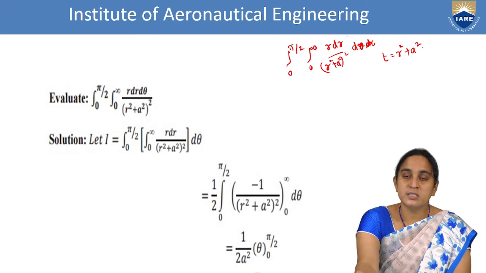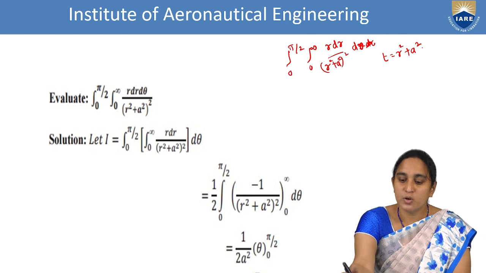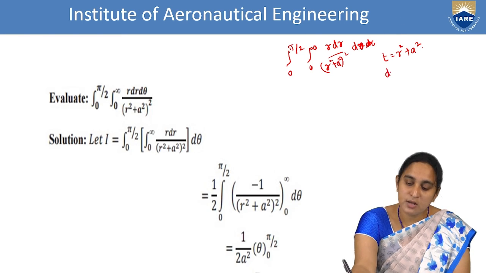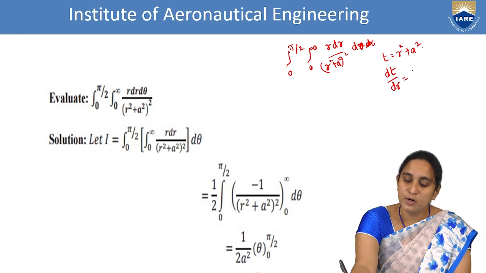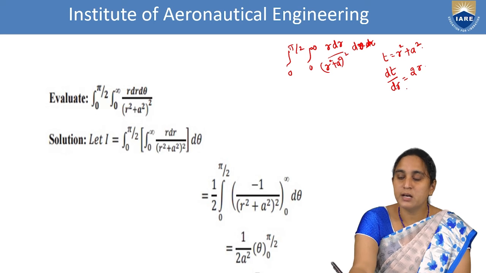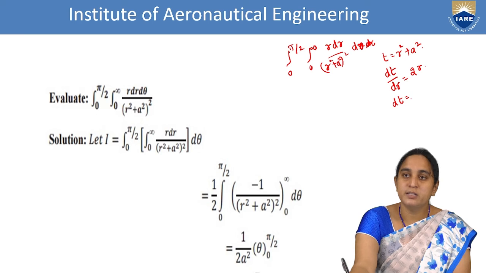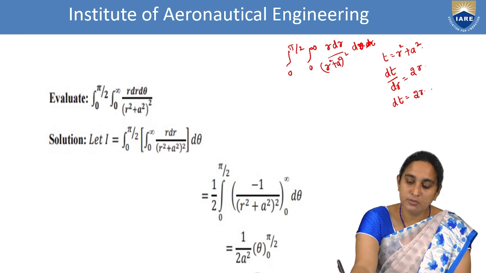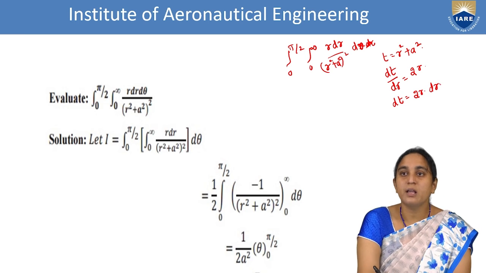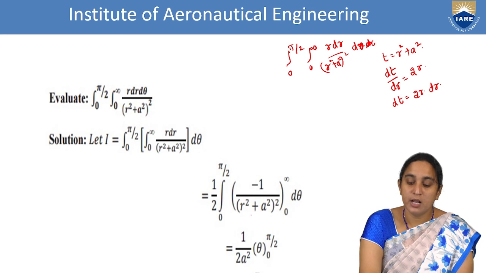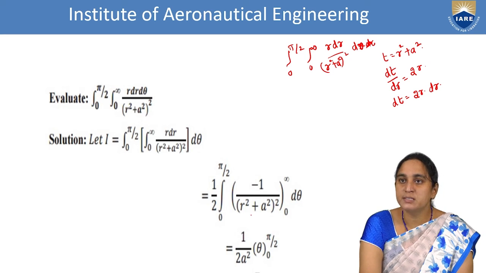For that case, I will reduce that function to a single term. That's why I am taking the denominator r square plus a square equal to t. Now I am differentiating this with respect to r, that is dt by dr is equal to 2r. From that, dt is equal to 2r into dr. Now I am converting each and every term in terms of t.